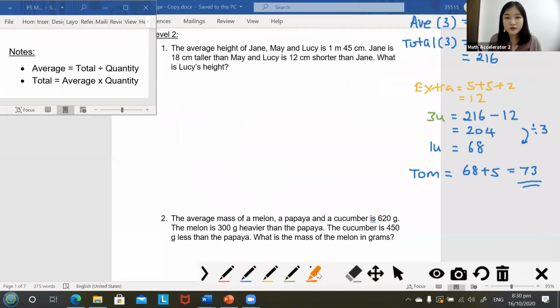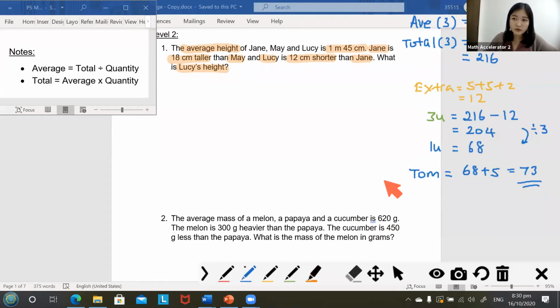Okay, so read the question. The average height of Jane, May, and Lucy is 1 meter 45 cm. Is this total? No, this is the average height. Okay, you have to use a bit of logic also, right? How can their total height be 1 meter 45 cm? Right, 3 people. Okay, so Jane is 18 cm taller than May. Lucy is 12 cm shorter than Jane. What is Lucy's height? Okay, so I'll give you a few seconds.